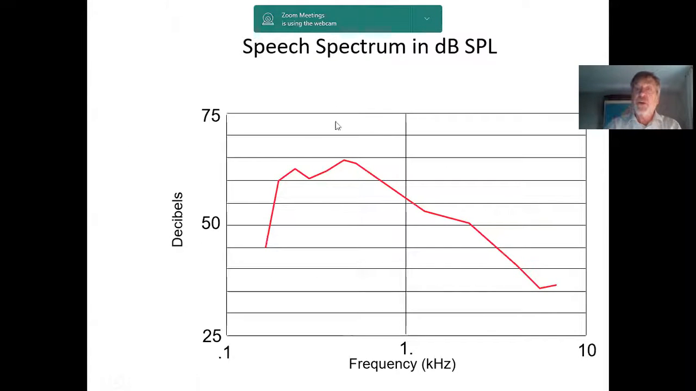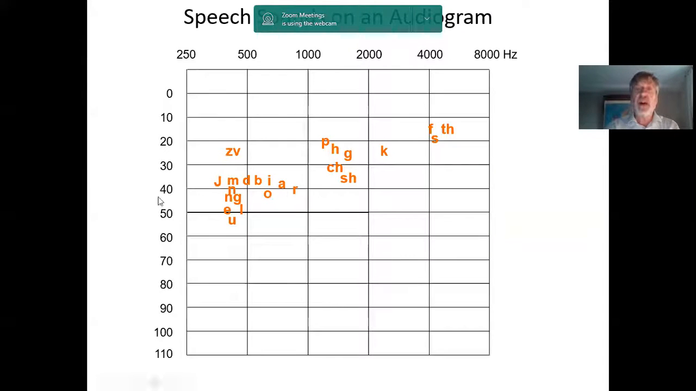So here's speech. More energy in the lows, less energy in the highs. This is the spectrum of speech in dB SPL. You've got 100 hertz here, 1,000 hertz here, 10,000 hertz here, okay? And here's your decibels. Average speech, most of the energy is in the lows, so it has a spectrum a lot like pink noise. And here's the sounds of speech, the letters that are so important to hear. Okay, the high frequencies are soft and the low frequencies are louder.